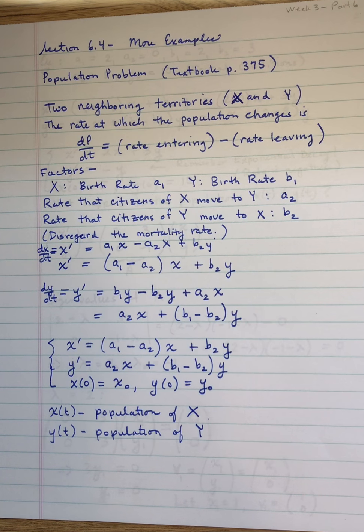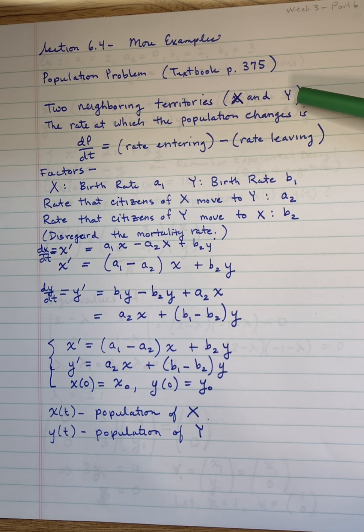So this is another example of solving a system of first-order differential equations. I'm taking this from the context of a population problem, and I'm going to derive the system of first-order equations. You won't have to worry about that, but I just want you to know what's going on in the background. You can look on page 375 in our textbook and find this problem if you want to read more about it. So in this problem, we have two neighboring territories, like two different regions.